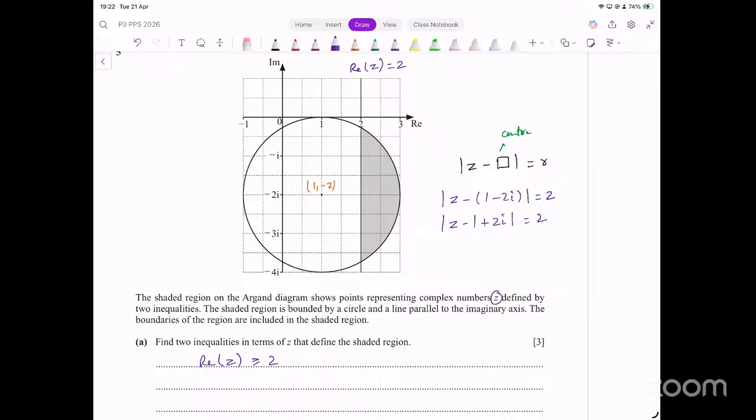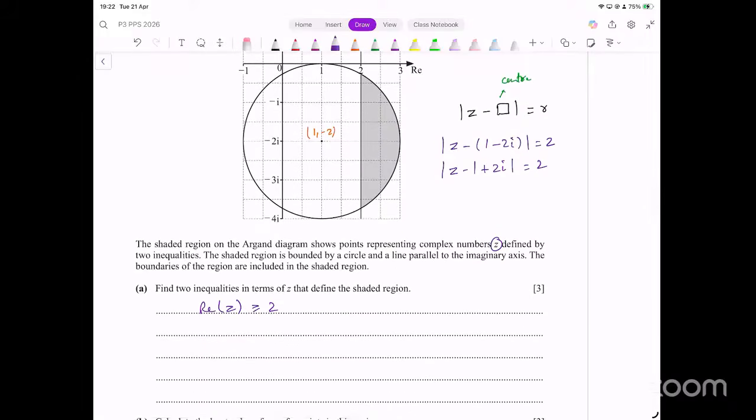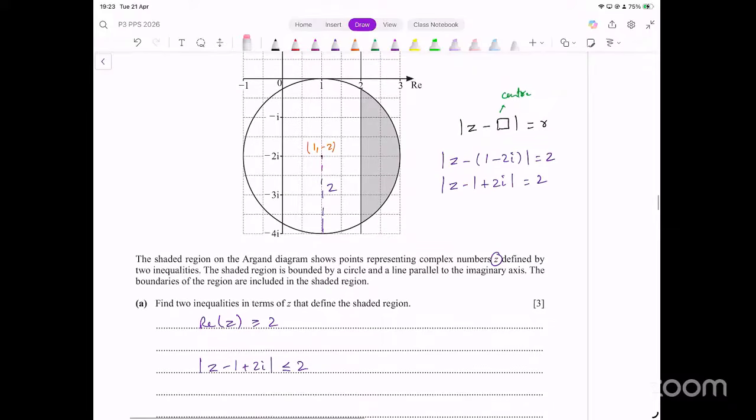Since the shaded part is inside the circle, what we do for that is we have a less than or equal to sign, and the inequality is going to be modulus of z minus 1 plus 2 iota less than or equal to 2. Right? So the radius is 2 units in this case. 2 boxes represent 1 unit. That's the second inequality. Okay, that's your final answer. Make sense? That's the first part.